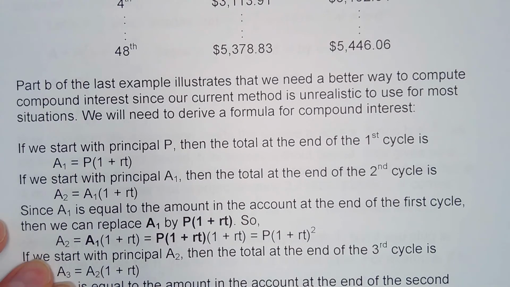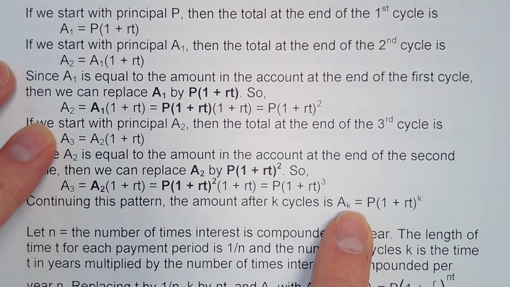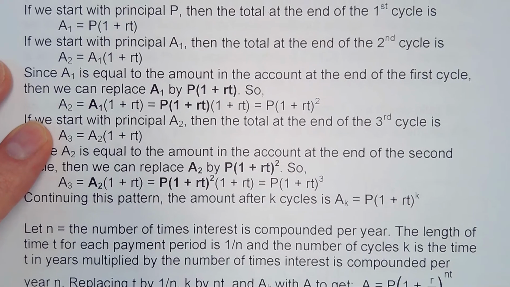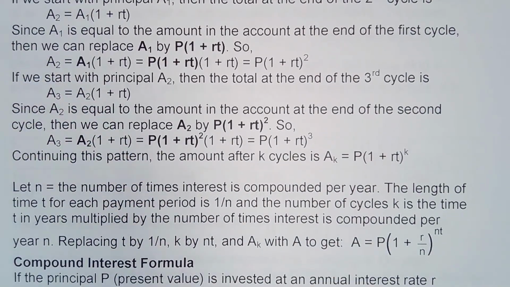If we do it for the third cycle and plug in, we'll end up with a cube. In general, if we go through K cycles, we're going to get P times (1 plus RT) to the K. Let N be the number of times interest is compounded per year. The length of time for each payment period is 1 over N. So if interest is calculated 52 times a year, each cycle is 1/52nd of a year, or 1 week.